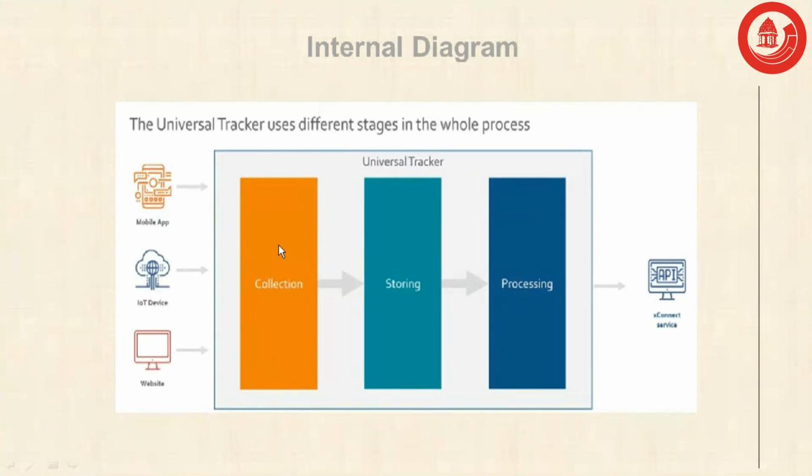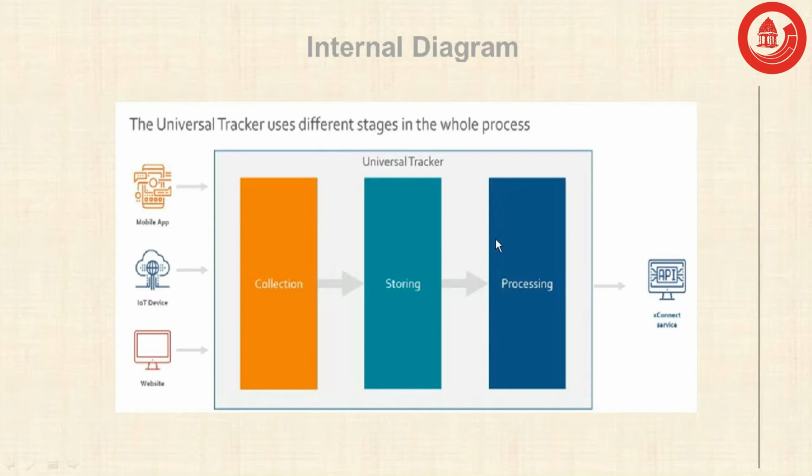It is collected by this collection service. It is then pushed into Universal Tracker DB, temporary tables. This Universal Tracker DB is a temporary table where the collection service stores the interaction. And once the interaction is completed, it is then processed by the processing service. Processing service collects the data from the temporary table, processes it, and then sends it to XDB. Once it is sent to XDB, it can be viewed in the form of reports, in the Sitecore dashboard. It can be viewed in the form of reports there.